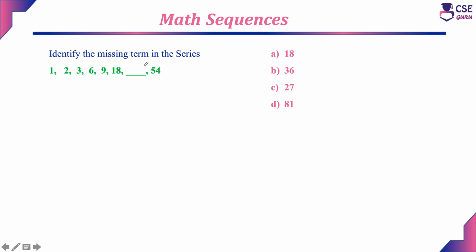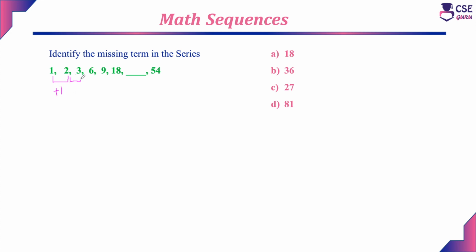Identify the missing term in the series. 1, 2, 3, 6, 9, 18, and what is the next term we need to identify, and after that it is 54. Okay. So here, the difference between the first and second term is plus 1.